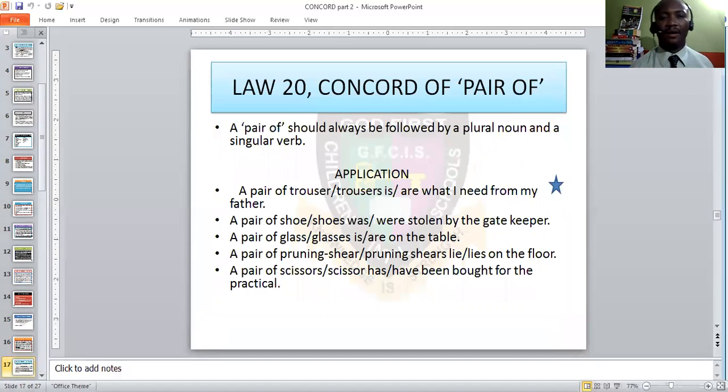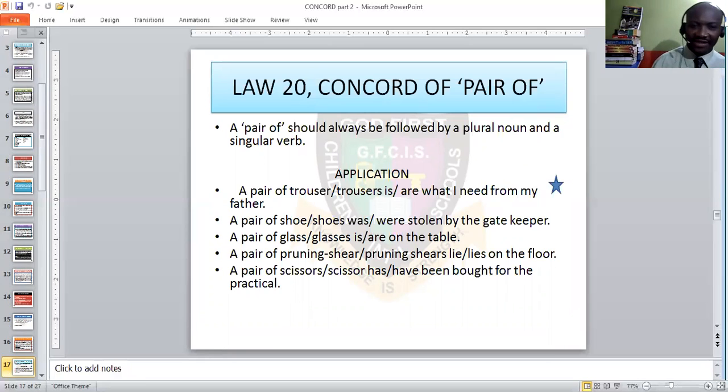Now, a pair of Concord. A pair of should always be followed by a plural noun and a singular verb. Note that sometimes you see these examples, they could look like singulars because they have s in them. That would not make them use a plural verb. They must use a singular verb, but they usually follow a plural noun. But the application is to use a singular verb.